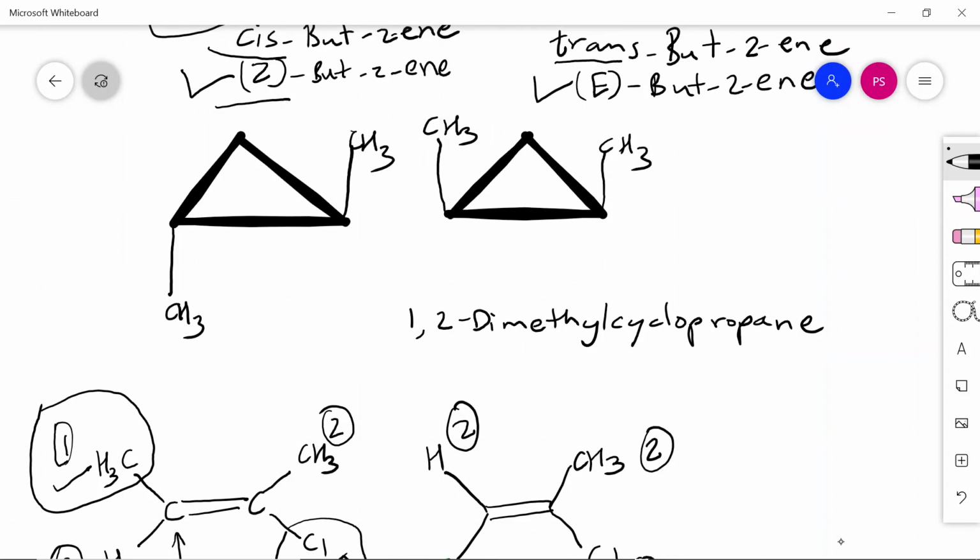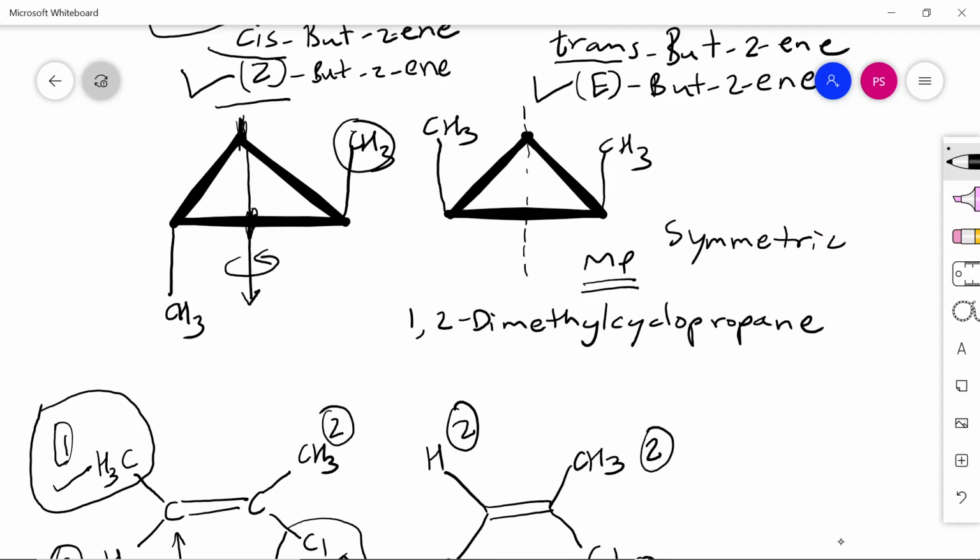Now out of these two compounds, cis compound has mirror plane symmetry, so this compound is symmetric. But if you look at this compound, pass the axis through carbon atom CH2 group and in between CH3 groups, and rotate it by 180 degree. This methyl group will come here and this methyl group will come here, and we get the same structure.